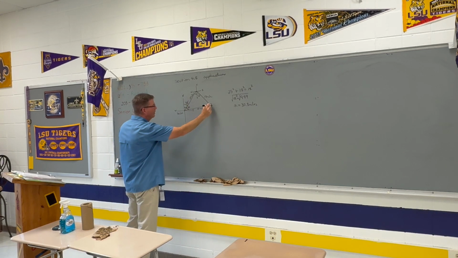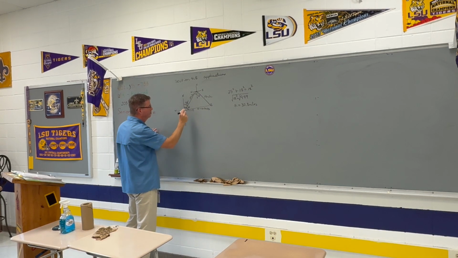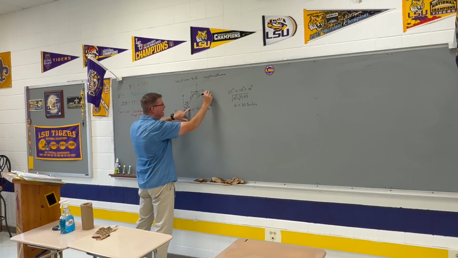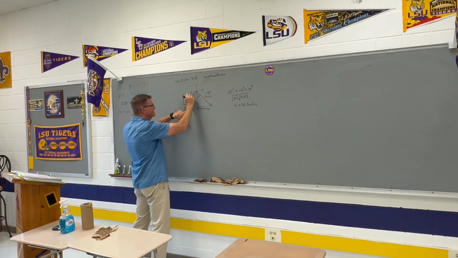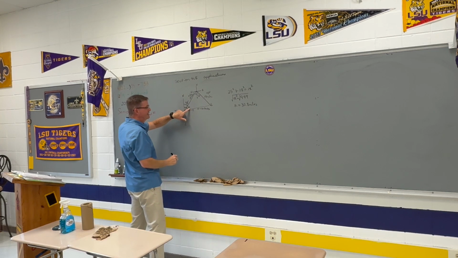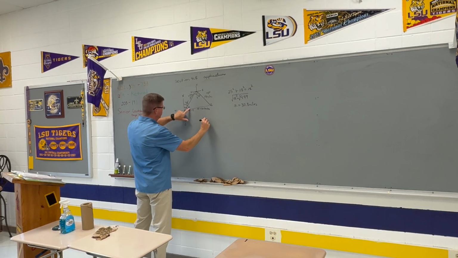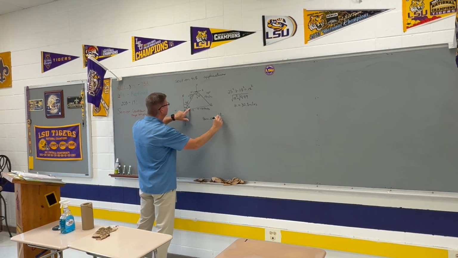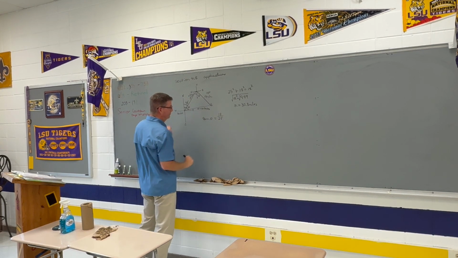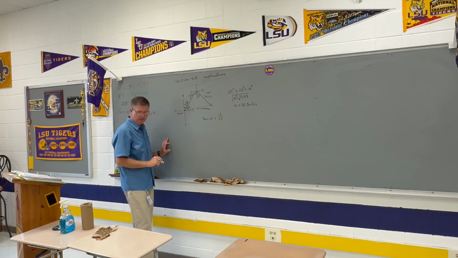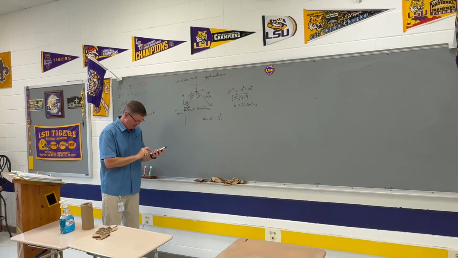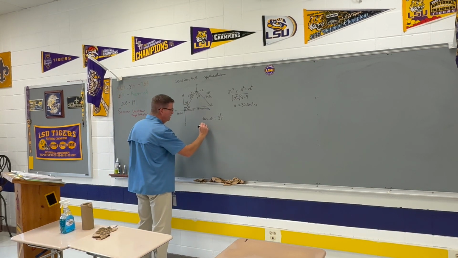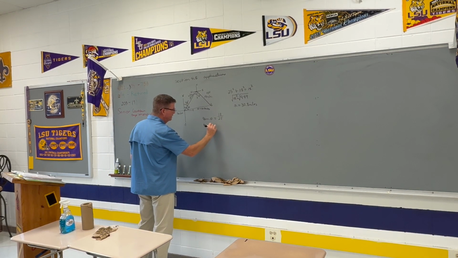So we have a right triangle. I'm looking for theta. What am I given? I'm given the opposite side. I'm given the adjacent side. So therefore, opposite and adjacent is going to be tangent. So tangent of theta is equal to opposite 18 over adjacent 25. So now we have 18 divided by 25, which gives you 0.72.